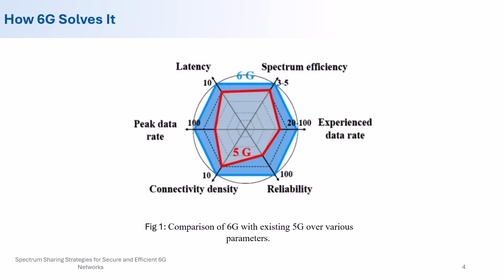This is a comparison of 6G with existing 5G over various parameters. 6G networks will bring major improvements compared to 5G, if spectrum is managed properly. They will feature extremely low latency, very high data rates, and dense device connectivity. By introducing smarter sharing strategies, 6G can achieve these targets, providing faster, more reliable, and safer wireless communication for future applications like smart cities, remote surgery, and self-driving cars.